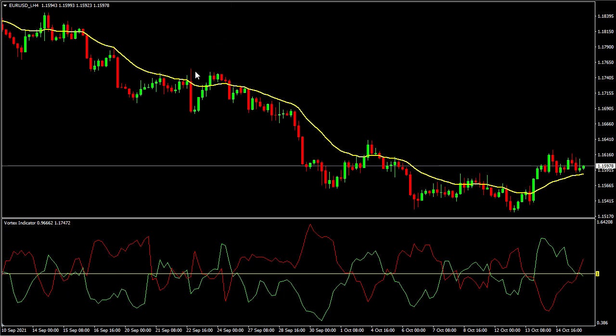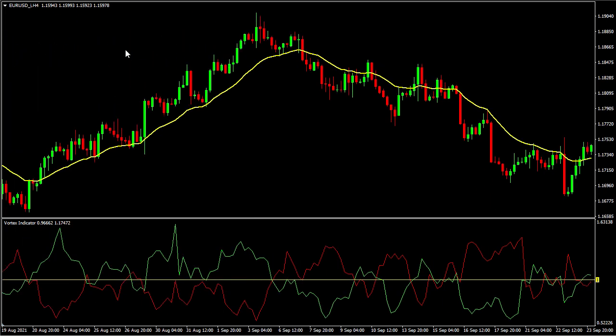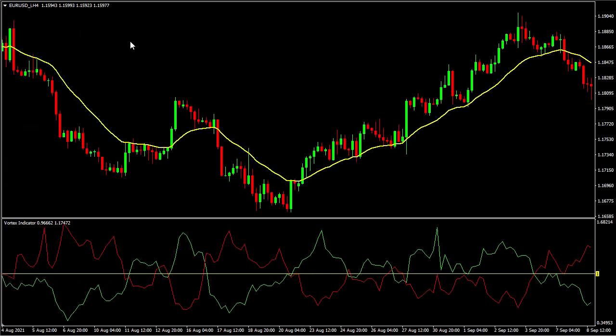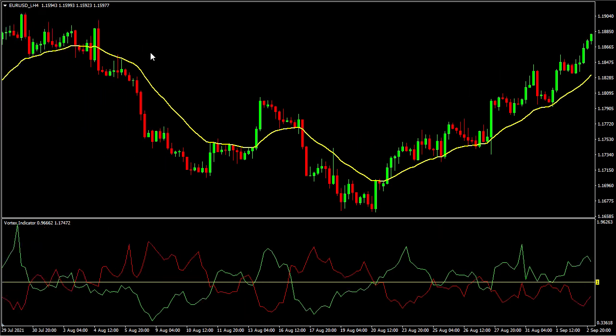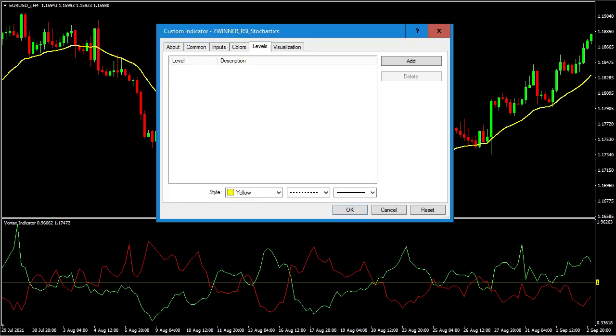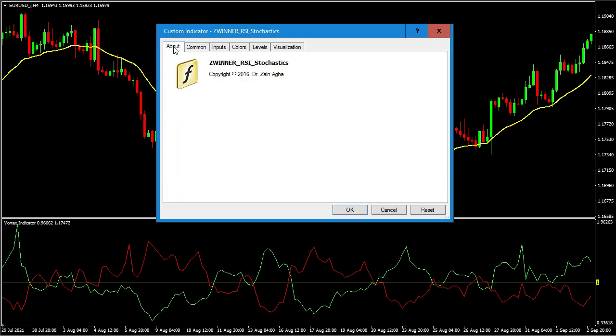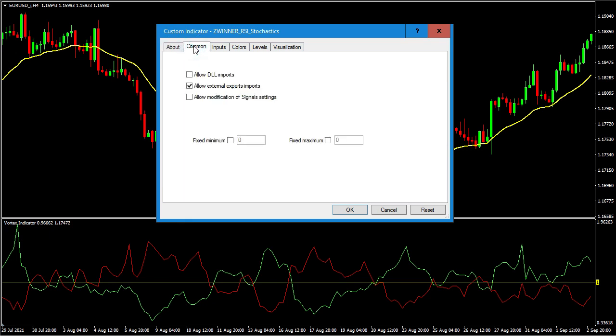Okay, now let me add one more indicator. The other indicator is my Z-winner RSI stochastics, this one.